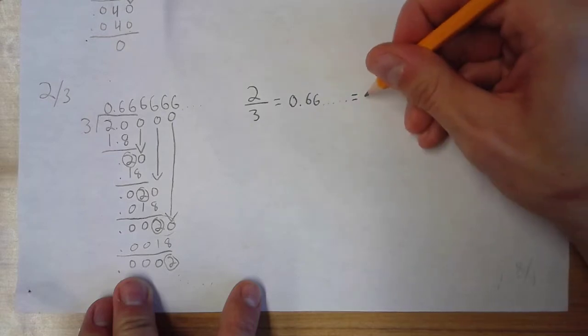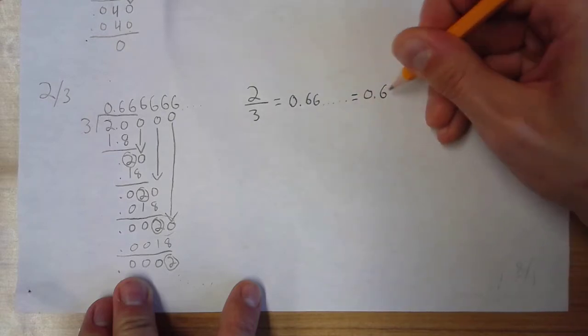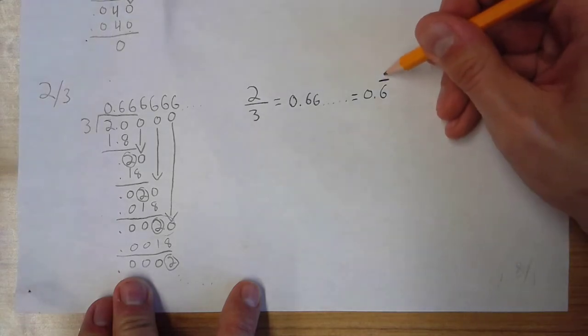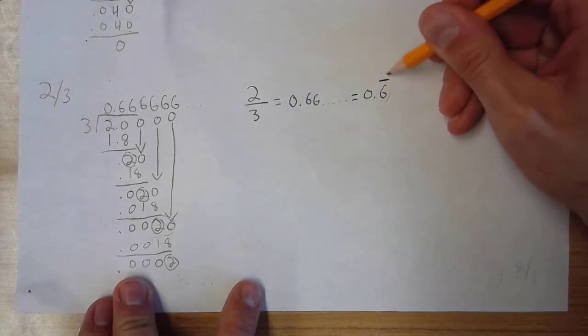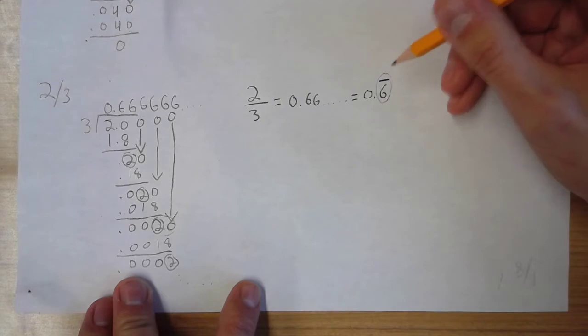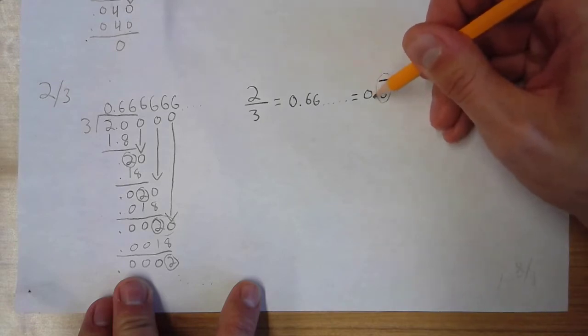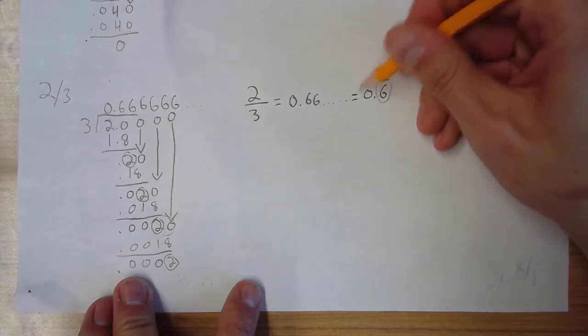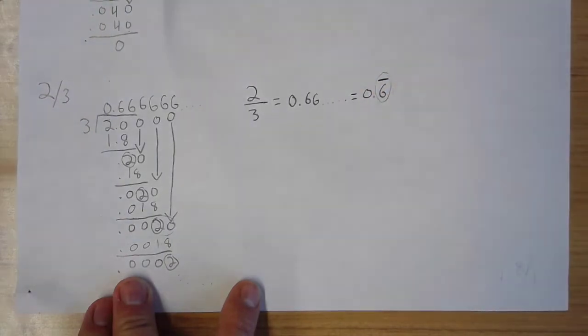We can also write this as 0.6 with a line above it. You might have seen this symbol before. This means that we are repeating the digit underneath the bar here. So this is saying this is 0.6, and the 6s are going on forever. This is just an easier way to write this.